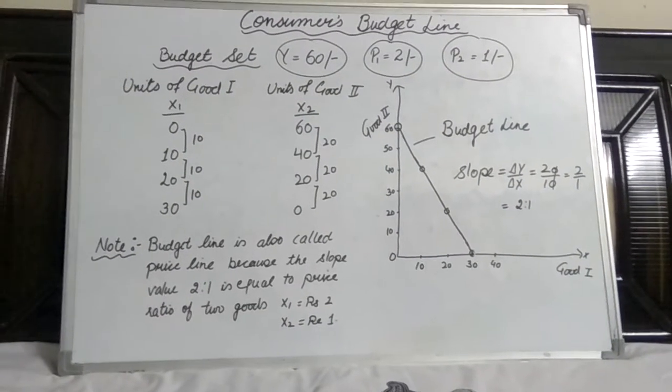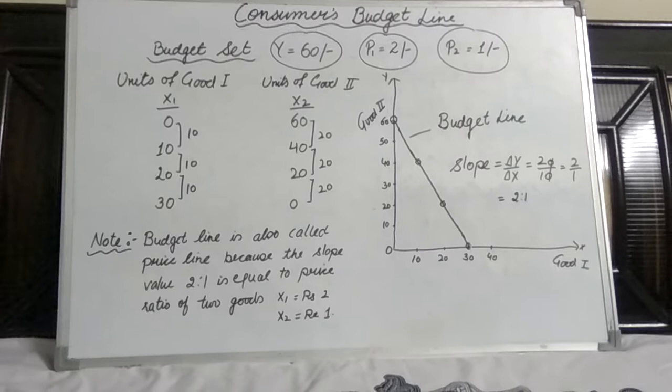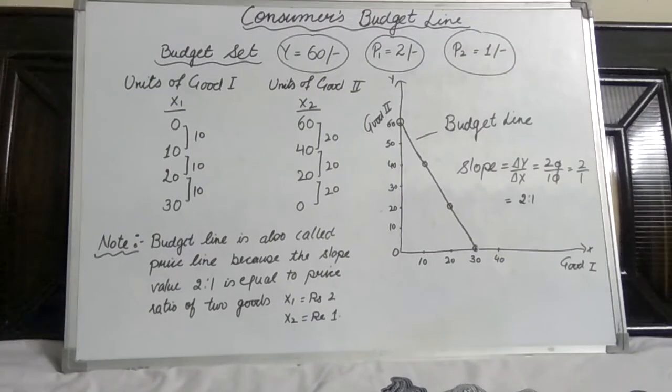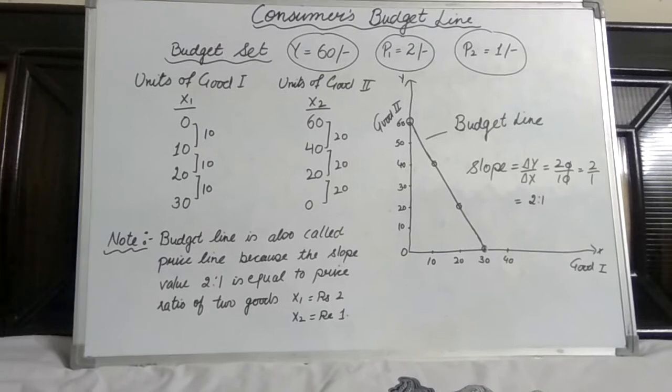It was all about the consumer's budget set and line information. Revise the same. Thank you.